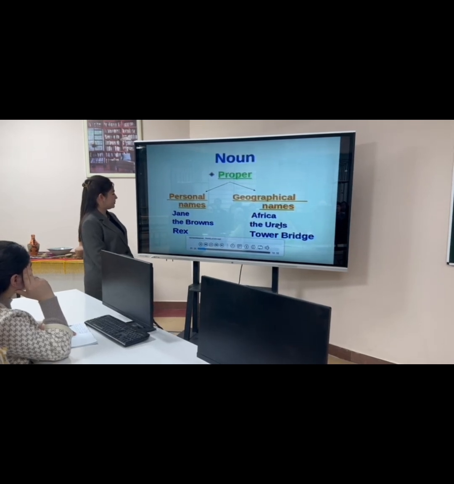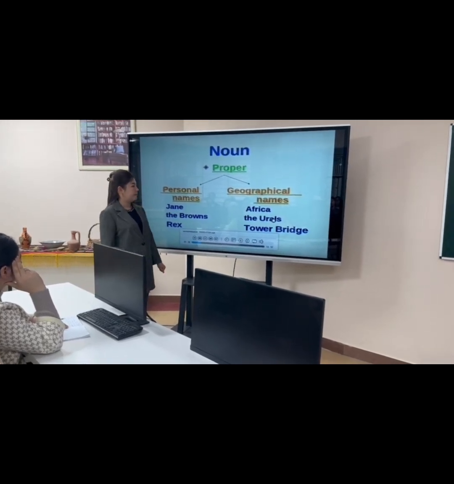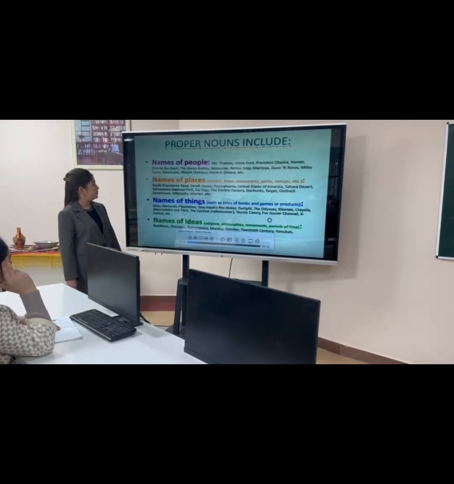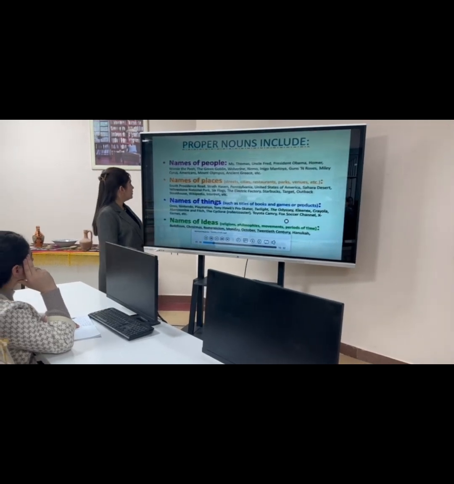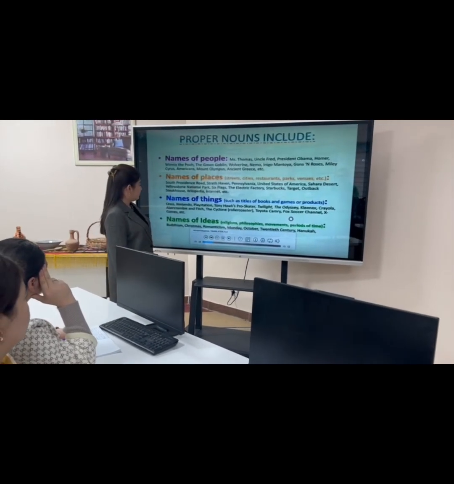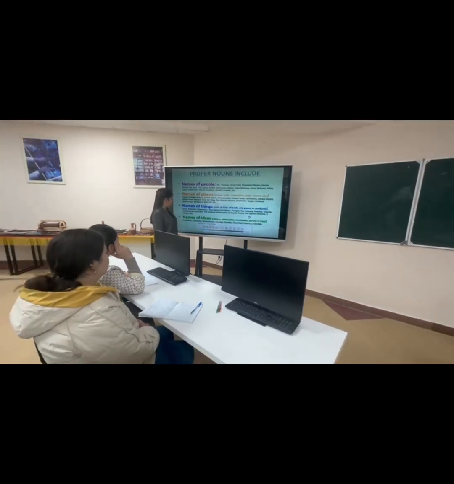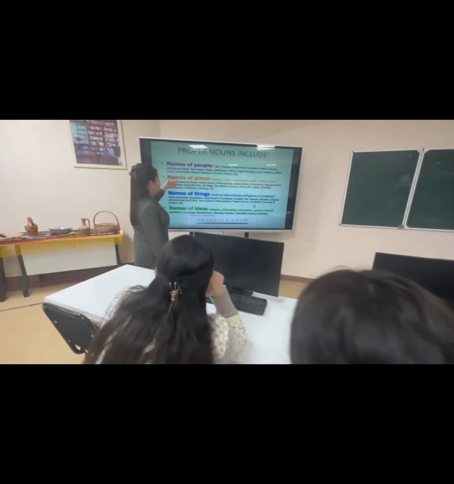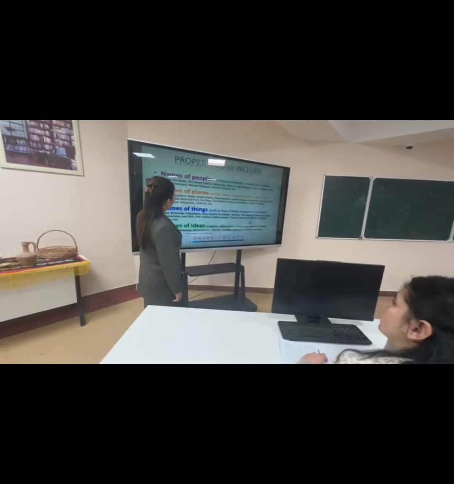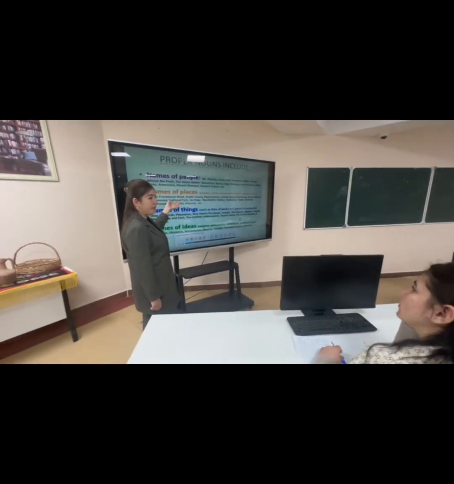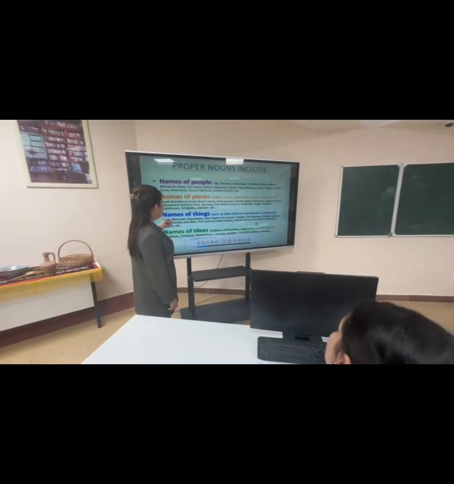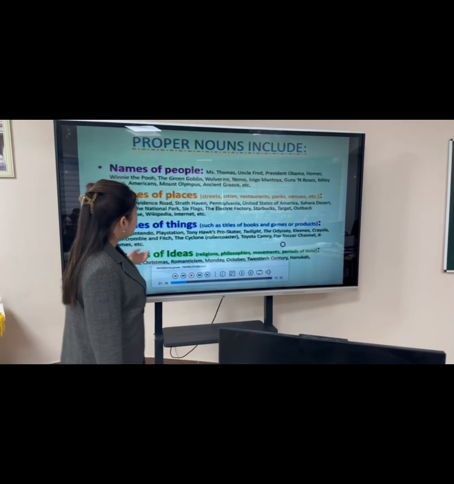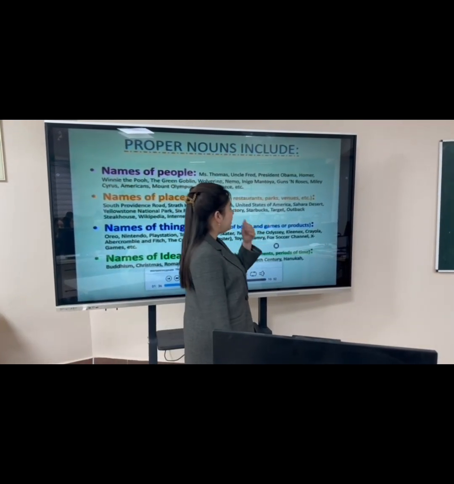And all the names specifically given to people or places or things or ideas are called proper. For example, you know the names of people. We have told and I have shown names of places, the geographical names. This third one is names of things, such as titles of books and games or products.